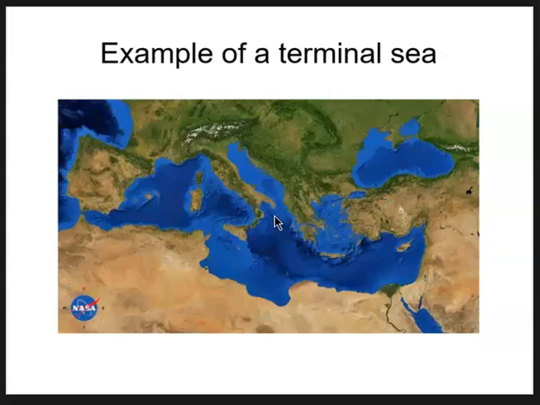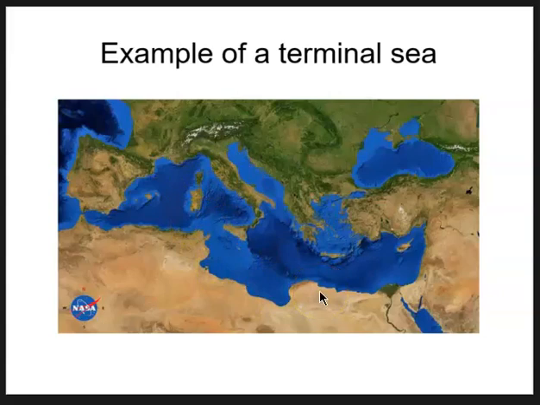The terminal sea example is the Mediterranean Sea. You can see it's very irregularly shaped. There are volcanoes within here, basically due to the convergence. And the Mediterranean Sea is shrinking and getting smaller.